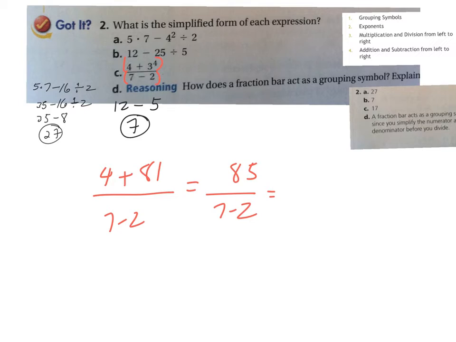Now I'm done with the top, so let's deal with the bottom set. 7 minus 2 then is 5. And to finish it up, division, 85 divided by 5 is 17. So there's that one for you.